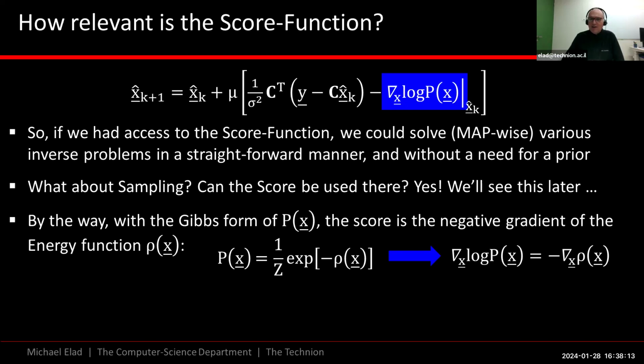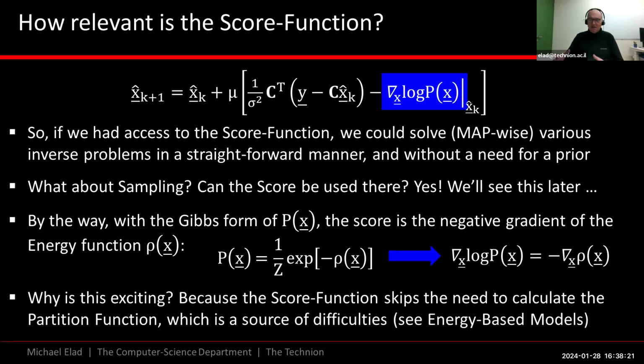Vanished. And why am I so happy? Because we hate the partition function. It's a nightmare to work with it. And so anything that can bypass it is embraced warmly. And this is exactly what energy-based models often do. They go to the score function because they want to avoid the choice for Z.